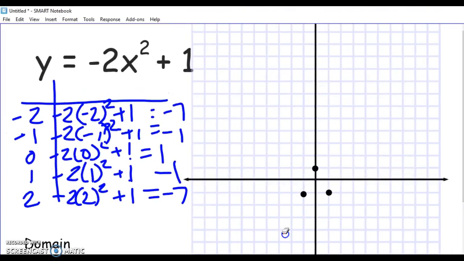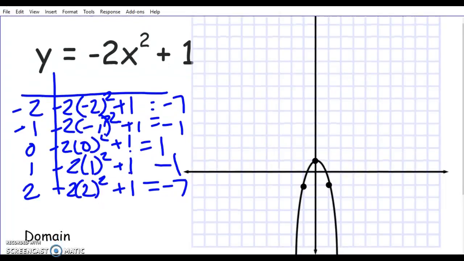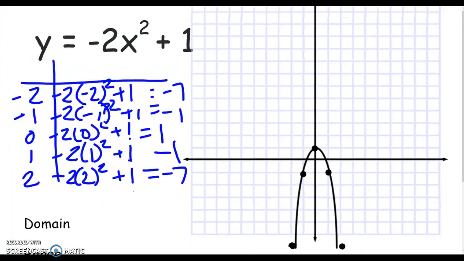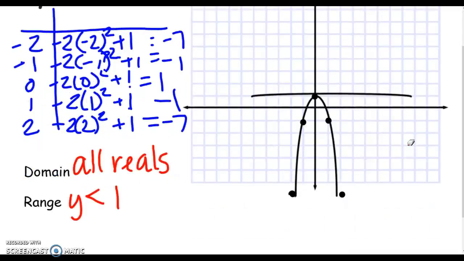And my domain and range, my domain is all real. My range is going to be everything less than 1 because my line goes from here down, and it's going to be everything that is less than 1. So go ahead and fill that out.